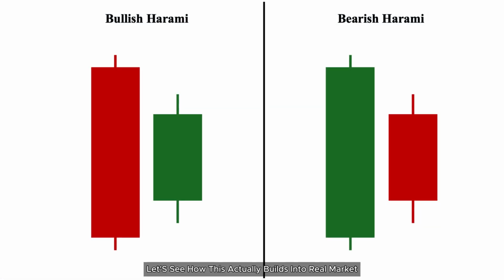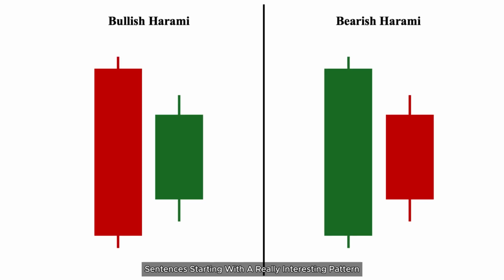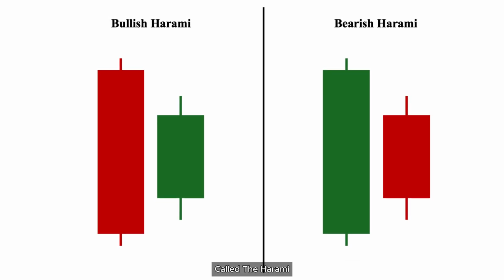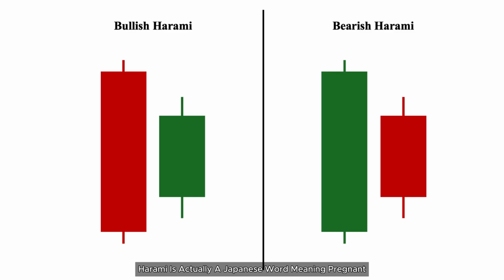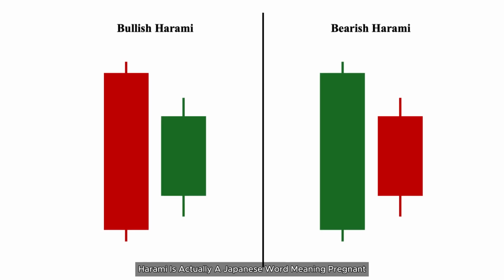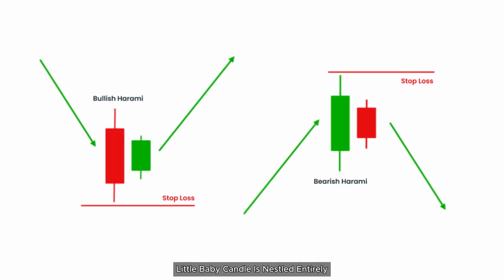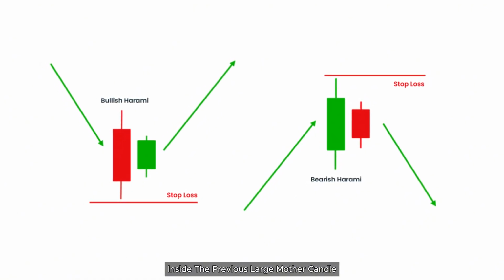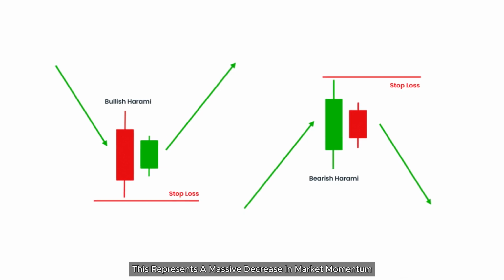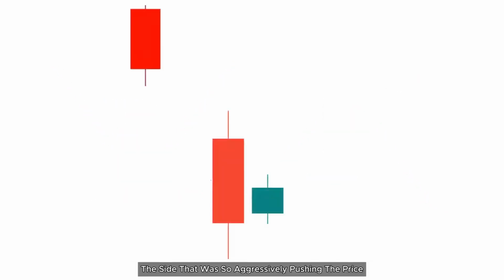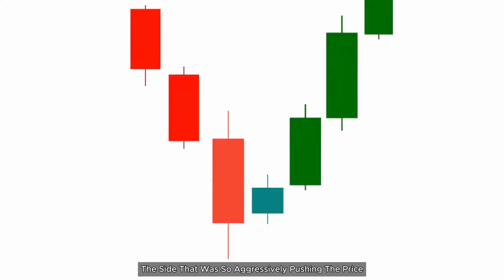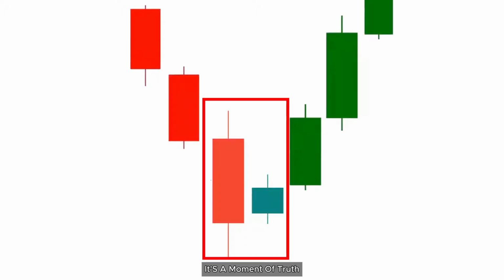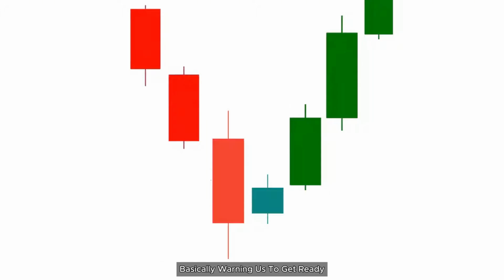Let's see how this actually builds into real market sentences, starting with a really interesting pattern called the harami. Harami is actually a Japanese word meaning pregnant. Notice how a tiny little baby candle is nestled entirely inside the previous large mother candle. This represents a massive decrease in market momentum. The side that was so aggressively pushing the price has suddenly lost their breath. It's a moment of truce, a dramatic pause, and a state of equilibrium. Basically warning us to get ready because the next big breakout is coming.